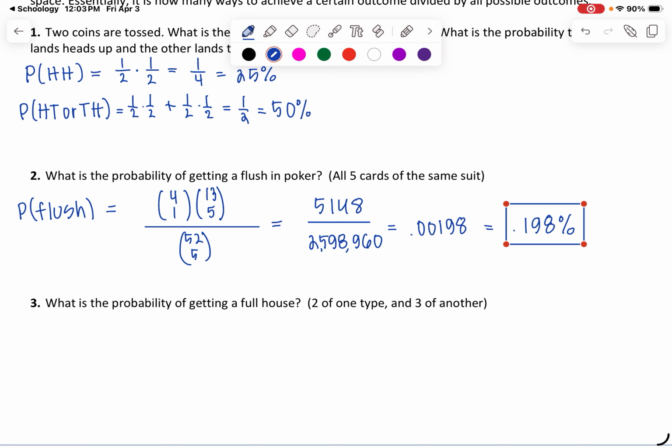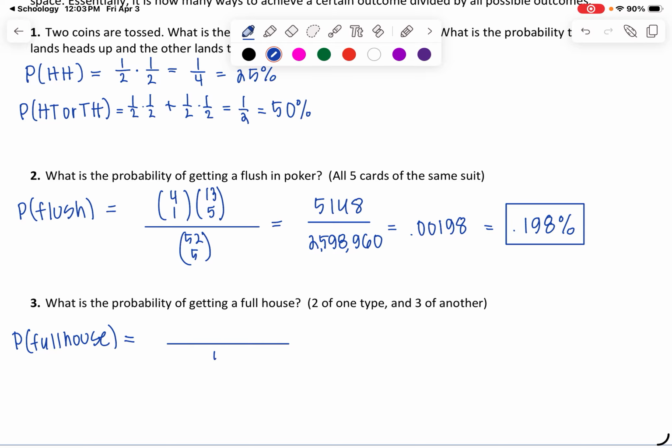It's 0.198%. Okay, what's the probability of getting a full house? Hopefully I over-explained that last one, so this one doesn't seem as bad. Probability of getting a full house.